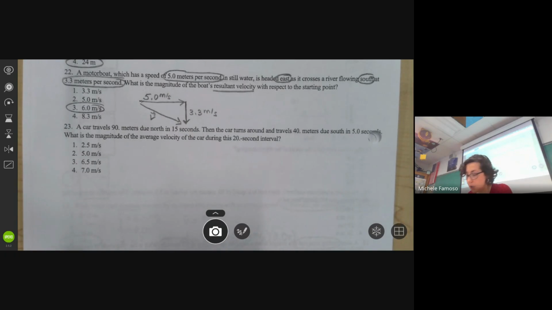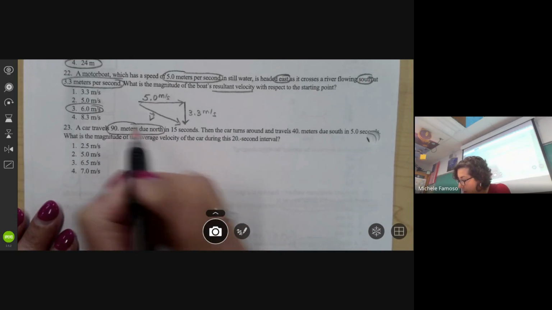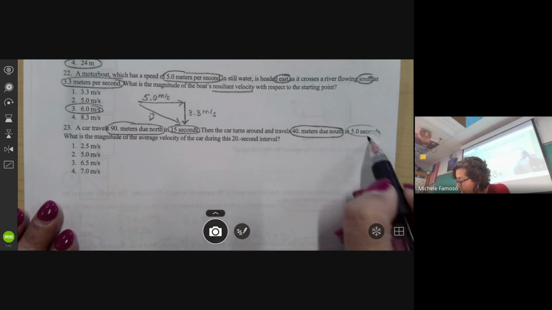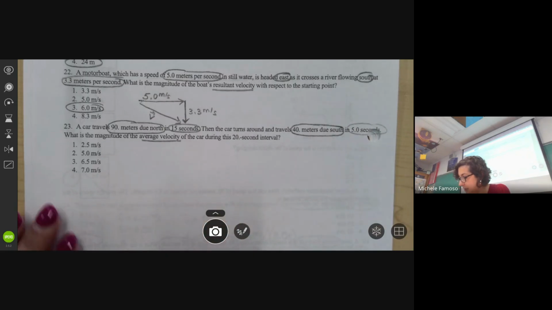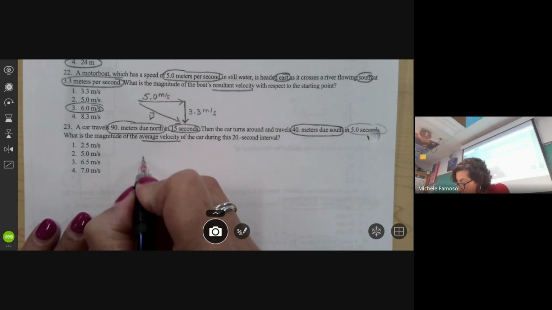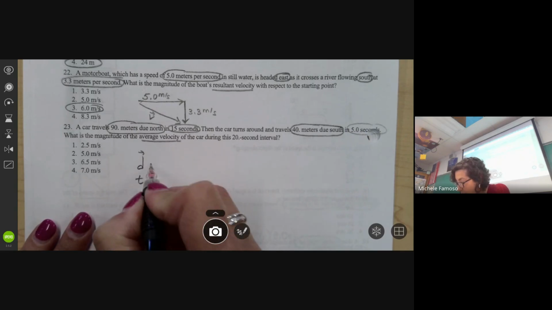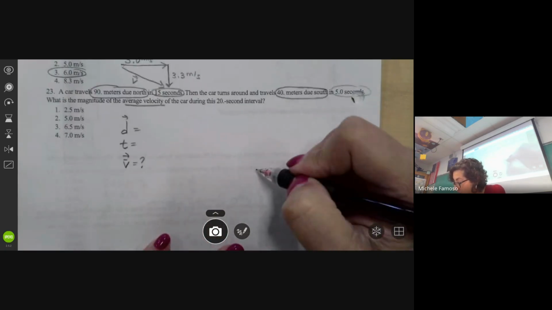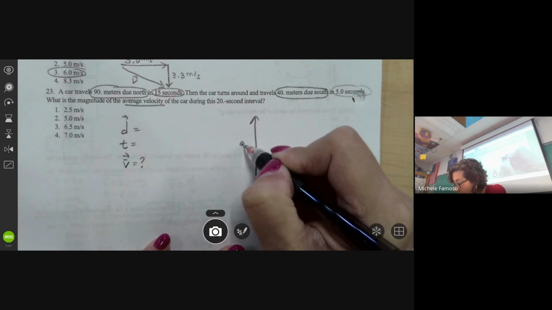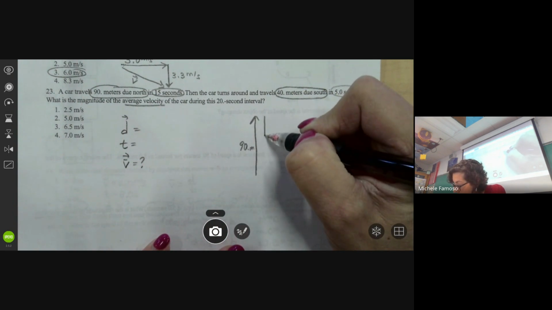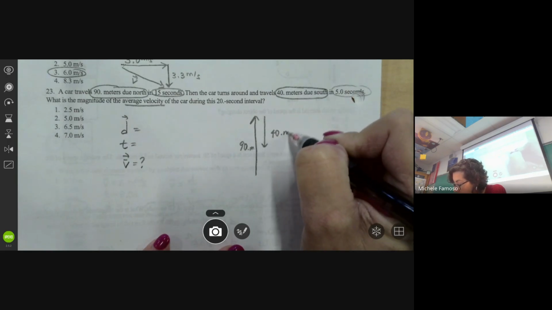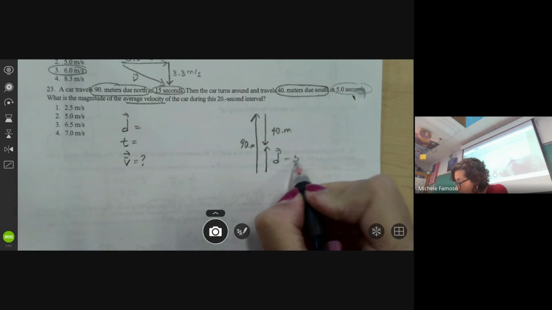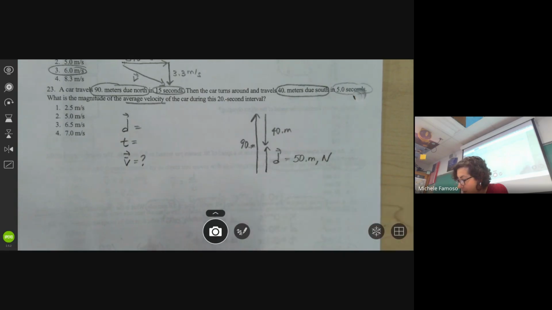Number 23 says a car is traveling 90 meters due north in 15 seconds. Then they turn around and go 40 meters south in 5 seconds. What is the average velocity? Velocity uses displacement. So I need to know the displacement and the time to get the average velocity. I'm going to sketch it out. 90 meters north, and then I'm going to turn around and come 40 meters south. My displacement is that arrow right there, which is 50 meters to the north.